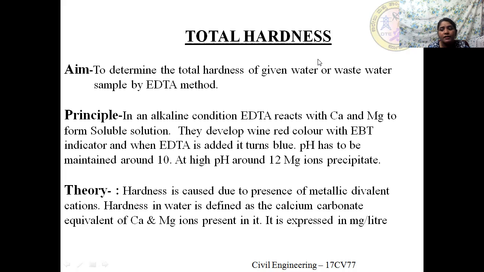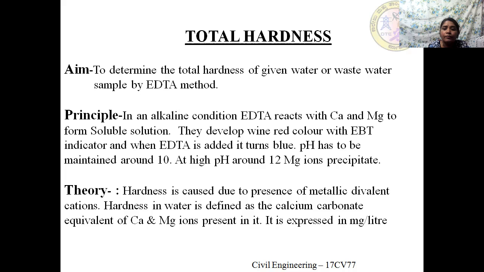We know hardness is of two types: temporary hardness and permanent hardness. Hardness may be temporary when the water contains carbonates and bicarbonates of calcium and magnesium. Whenever the water is temporarily hard, it can be easily removed by simple boiling or by adding lime, the lime soda process. But when the water is permanently hard, we need specialized processes, or water softening processes, to remove permanent hardness.